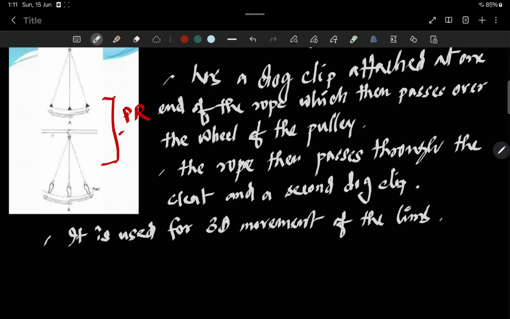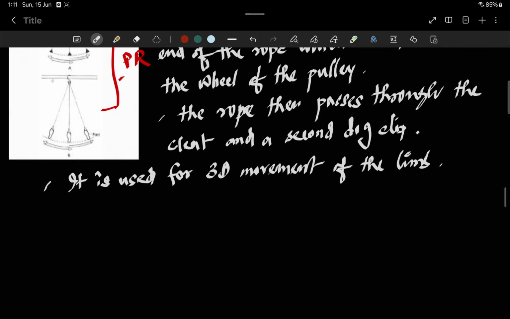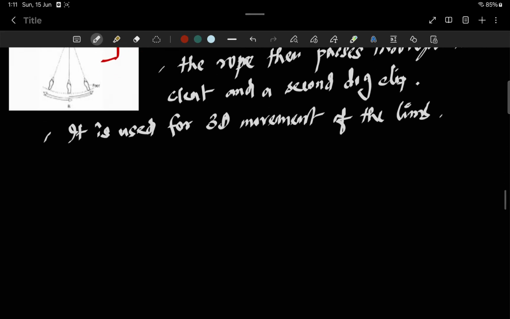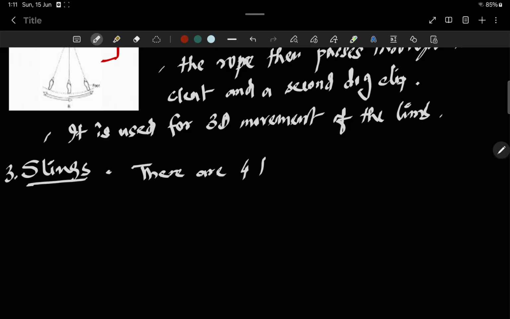Okay, so these are the supporting ropes. Next we'll study about the slings. Number 3 are the slings. There are 4 types of slings.